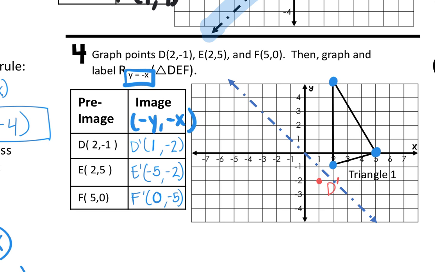E prime, negative 5, negative 2. Let's find negative 5 in our x-axis. Okay, so remember, this is your x-axis. So negative 5 is here. I'm going to go down 2 because it says negative 2. And this is where my point is going to be for E prime.